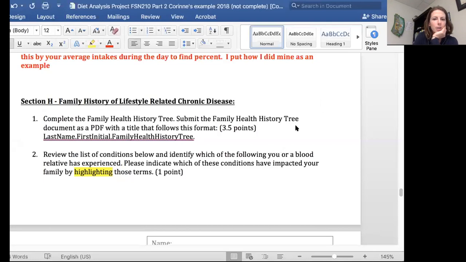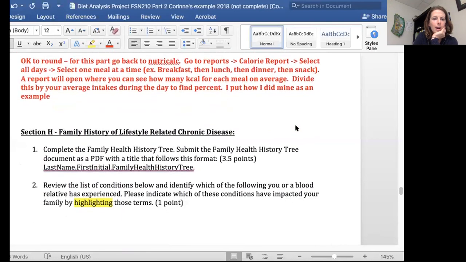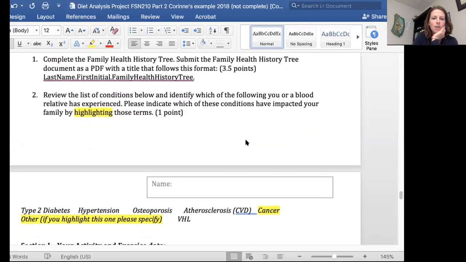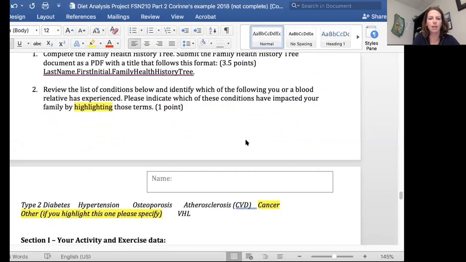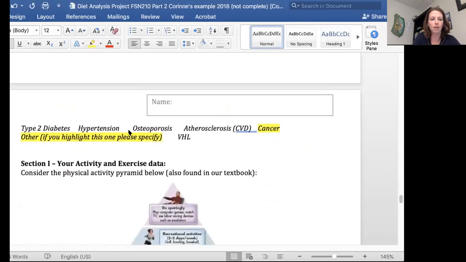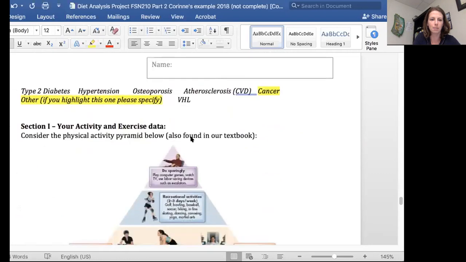Okay, after you have done this section that we just talked about, you're going to complete a family tree. You can see my example of a family tree online. I chose to put all of the diseases my family has. You don't have to, just put the chronic diseases. If you are adopted or don't know your family history, it's okay. You can write that on your family tree and instead list diseases that you would not want to develop. If you have a disease other than what's listed, you highlight other and you put the name of the disease.